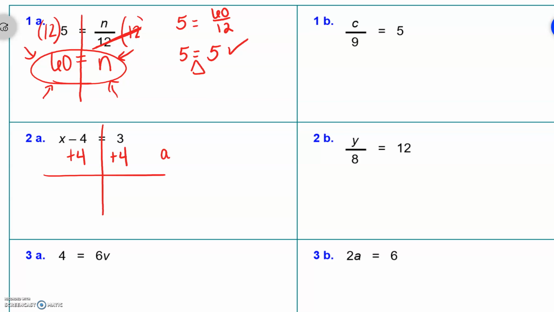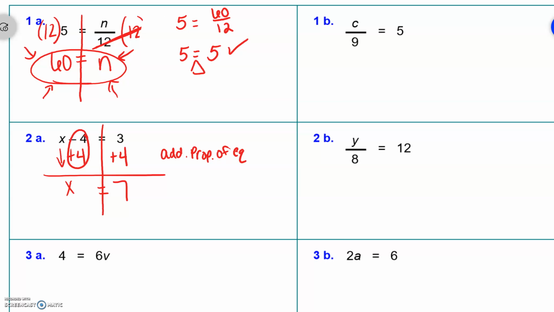So I'm going to write off to the side the addition property of equality. We can't just write it. We have to actually calculate what we have written, because when we actually calculate it, we can see if we've done it correctly. So we have nothing being added or subtracted to x, so we're going to bring x down. Negative 4 plus 4 would be 0. And there's no point in writing plus 0 because it's plus nothing. So we have x equals 3 plus 4 would be 7.